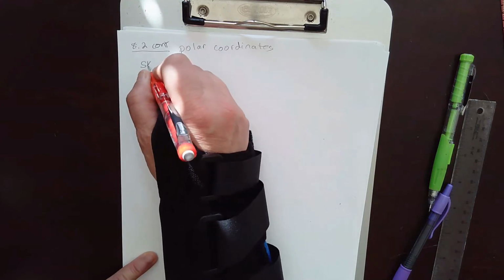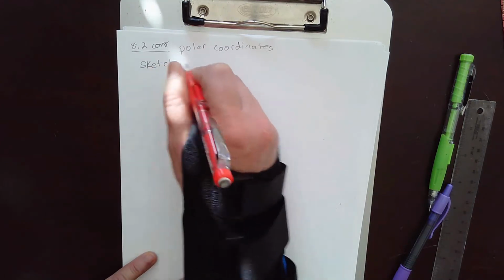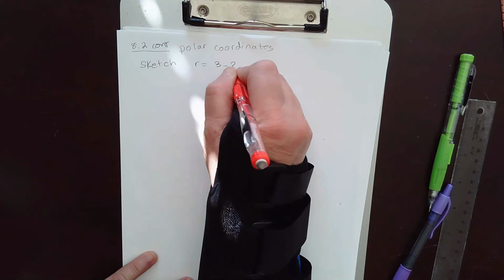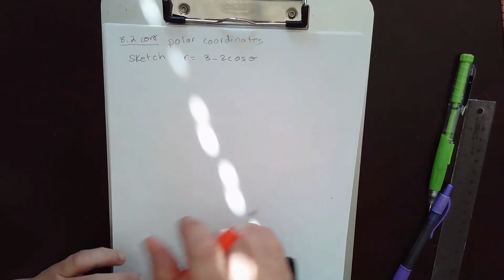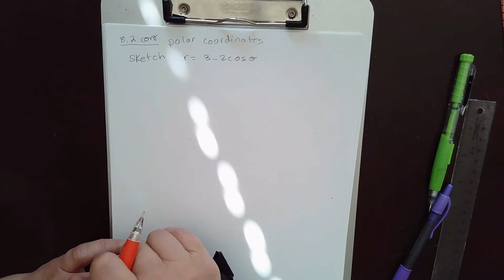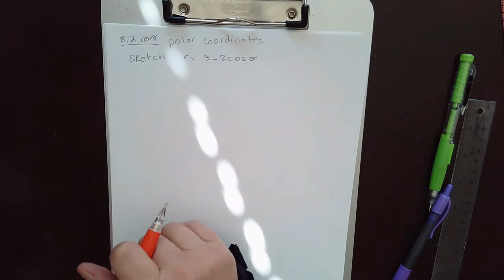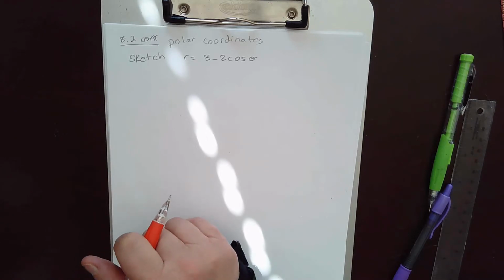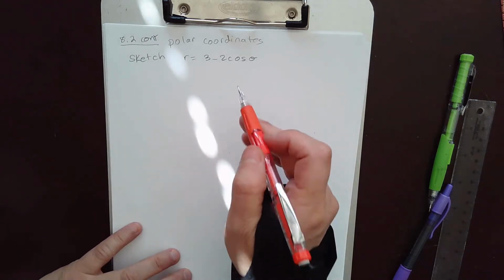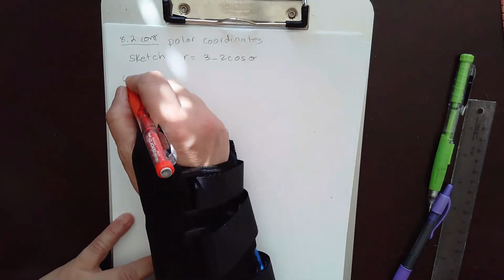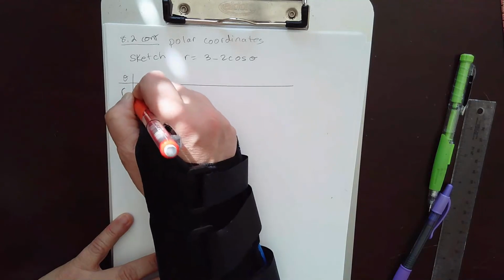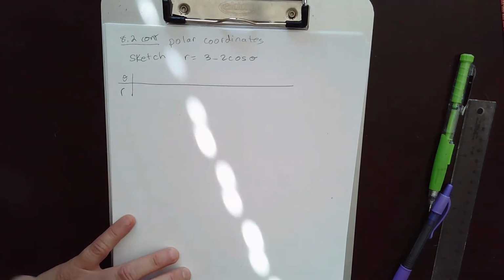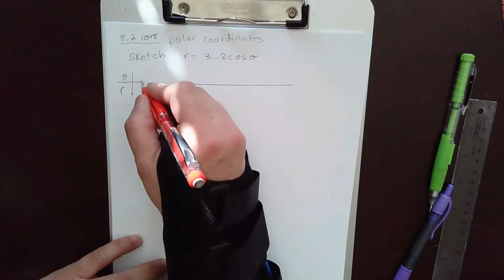Sketch, let me give you an example. Sketch r equals 3 minus 2 cosine theta. If you want to, take the time, maybe don't write anything for now, and just watch me sketch this, okay? So let's do this. You have theta and you have r, so you want to choose values of theta and find the corresponding r value, okay? So let's start with theta 0.